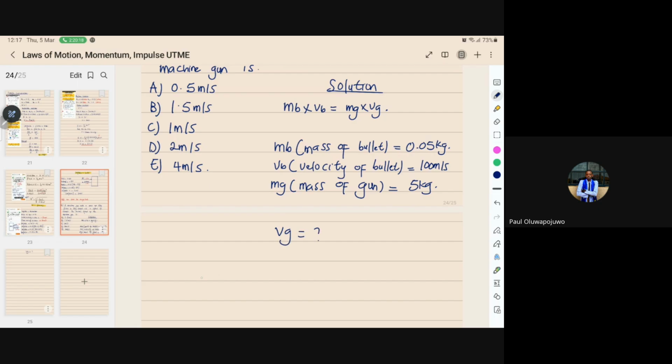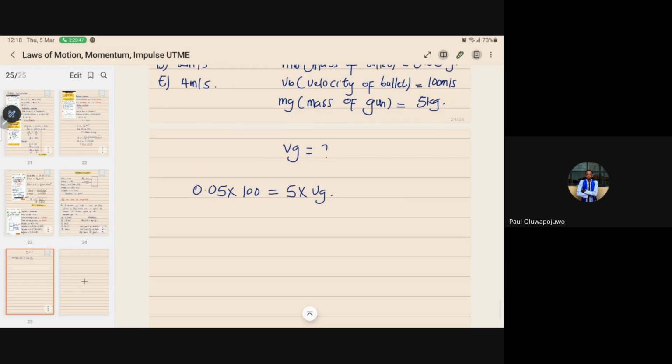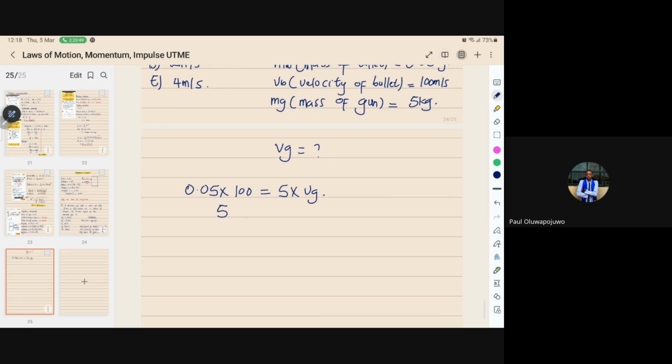So let's plug in the value. I have 0.05 multiplied by 100 is equal to 5 times our VG. So 0.05 by 100 will give us 5. Thank you so much, Paul. I'm proud of you, bro. So that will give us 5 VG.